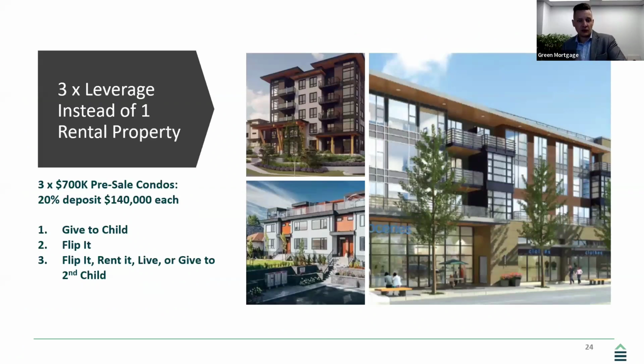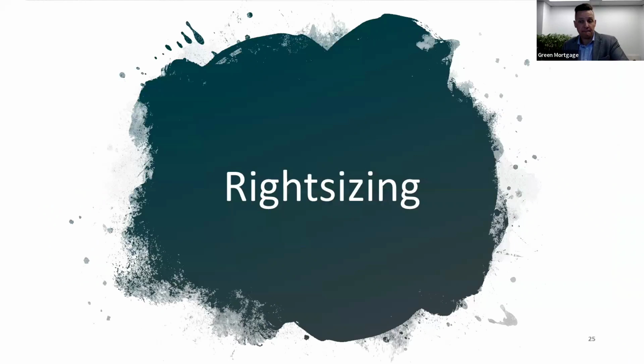Another option here too is you can get 3 times leverage instead of one rental property. They could have bought three $700,000 pre-sale condos and put deposits down, and then they could have given one to each kid. They could have flipped one, rented one, etc. Lots of different options there. That's a bit more of an aggressive move, I think, to buy 3 properties. But the key that I think they're articulating here is that you can invest it into many different things. The lender doesn't really care too much about what you're investing in, as long as it's something that is expected to increase over time.